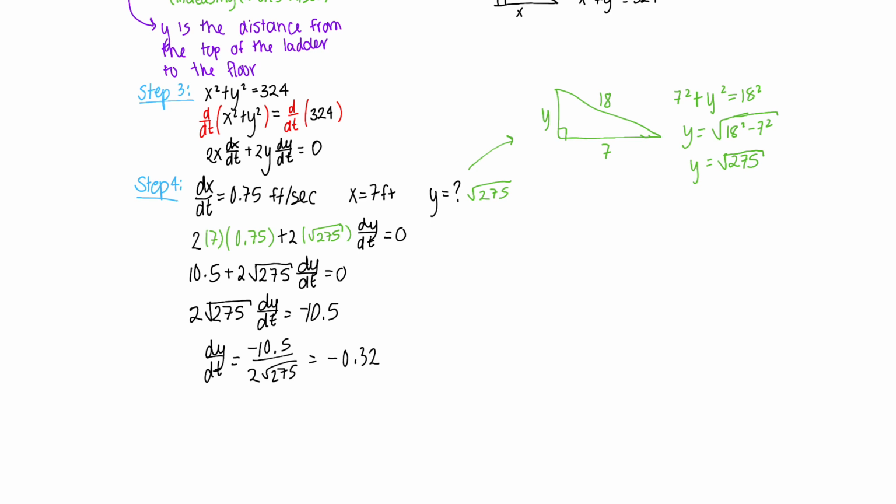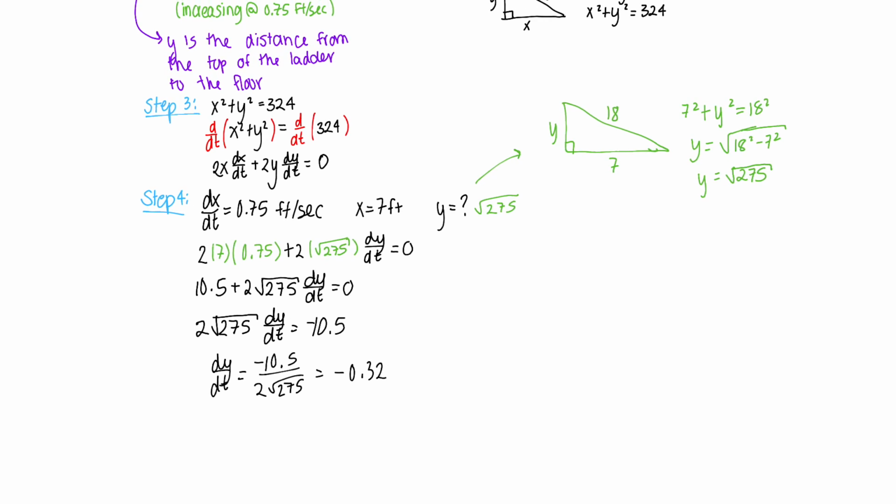This is a distance, and the time units we were given was seconds. And because it's a distance, it's going to be in feet, not feet squared. Feet squared would be an area. Feet cubed is a volume, but feet would be distance. So negative 0.32 feet per second.